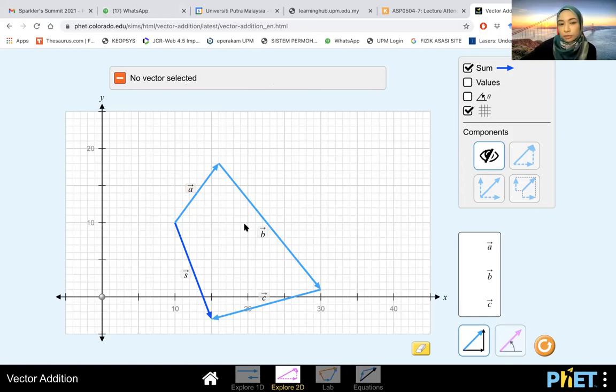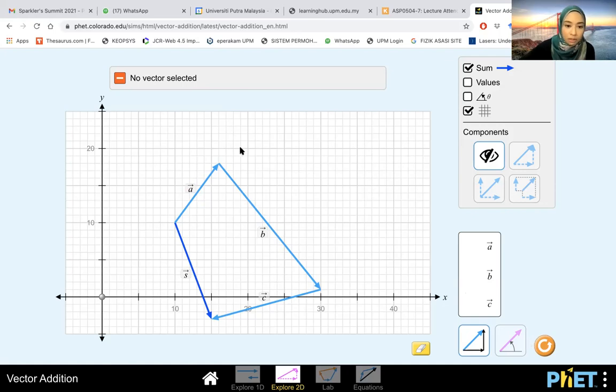Another way to describe this vector is you can say minus 50. Betul, Molly. You can say minus 50 because it is below the x-axis. That is also correct, so both are acceptable. So 310 or minus 50 with respect to the x-axis.